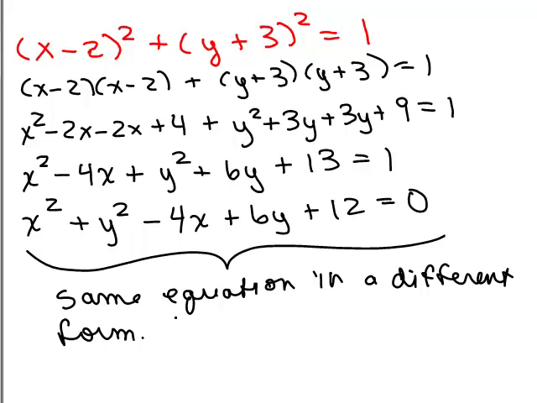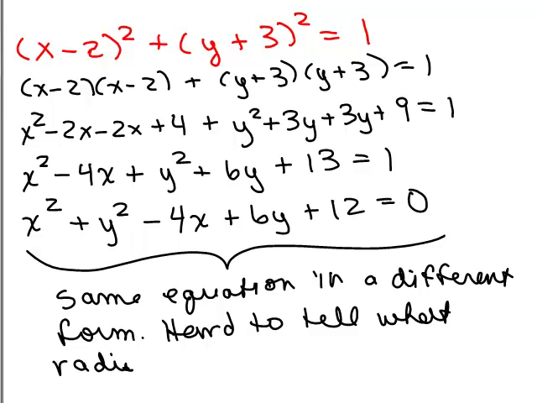But notice it's hard to tell what the radius is, and it's also hard to tell what the center is. So we will be practicing. What if somebody told you this was a circle and they said graph it? Well, you'd want to put it in this form. You'd have to go backwards actually, completing the square, etc.